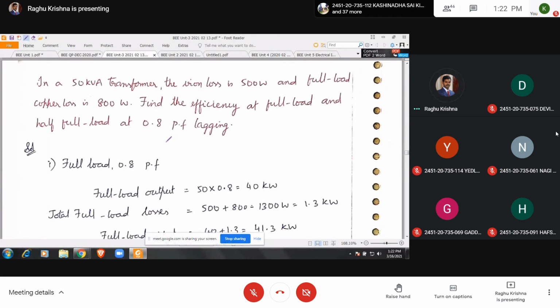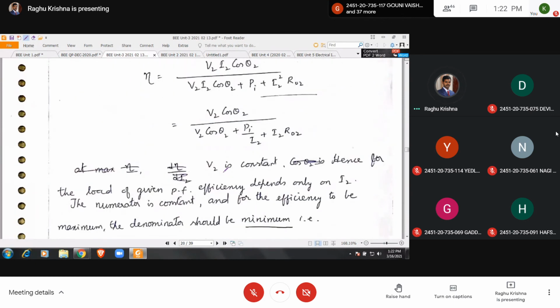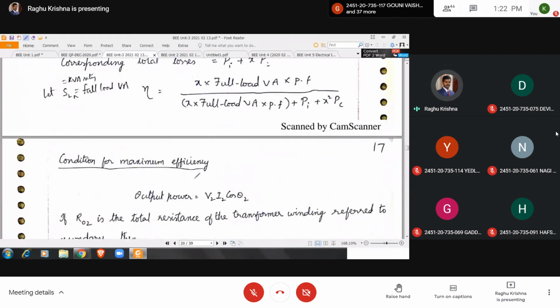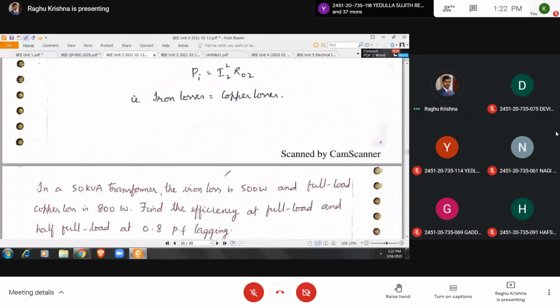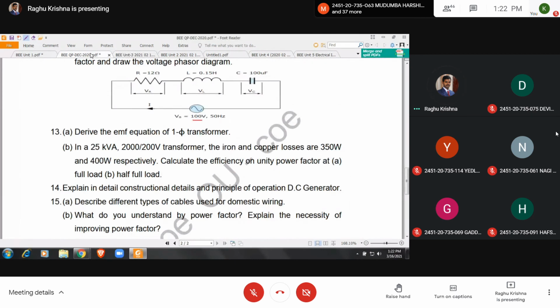See this problem. This is page number 21. After the condition for maximum efficiency, I gave a problem here. The transformer rating is given, iron loss is given, copper loss is given, efficiency at full load and half full load at 0.8 power factor lagging. So what about this one? At a unity power factor.